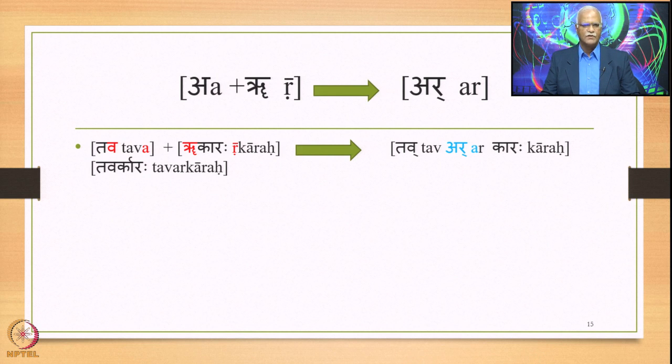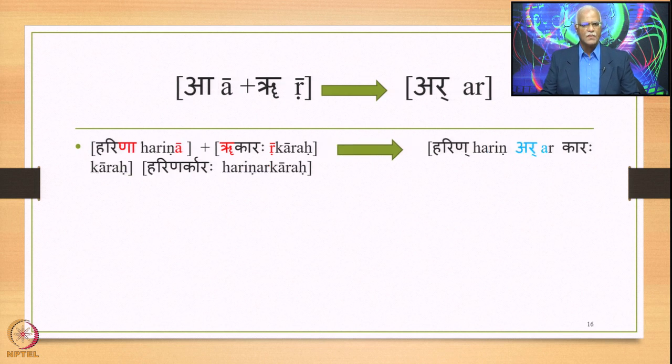Next we have a followed by long ru, and the output generated is ar after the application of 6187. So we have tava followed by ru karaha. So a coming at the end of this pada, ru long coming at the beginning of this pada. In place of both of them, we have ar as the substitute. So we have tav, ar and karaha. So we join this together and we get tavar karaha after the application of 6187.